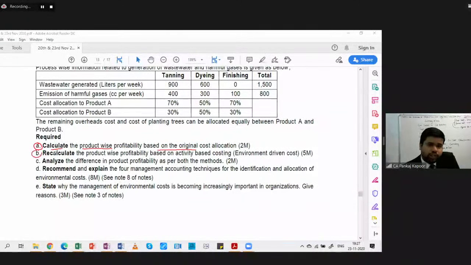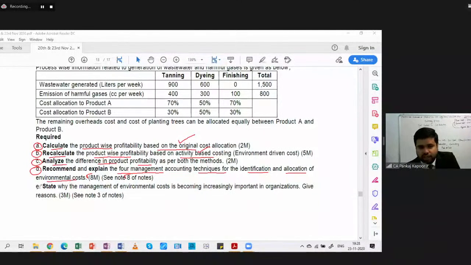Then you need to recalculate the product-wise profitability, but where you need to apply ABC rather than traditional costing, which we learn in today's class only. Then you need to analyze the difference in the product profitability as per the traditional method and as per the ABC method. Part D, which is asked for 8 marks, and the answer is in note number 8 of our lecture notes. You need to explain the 4 management accounting techniques for identification and allocation of environmental cost.